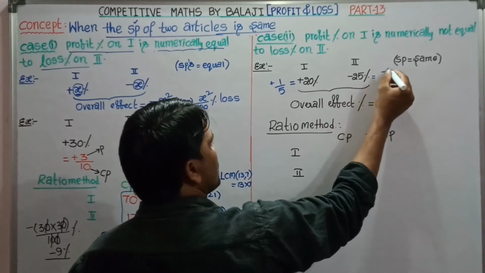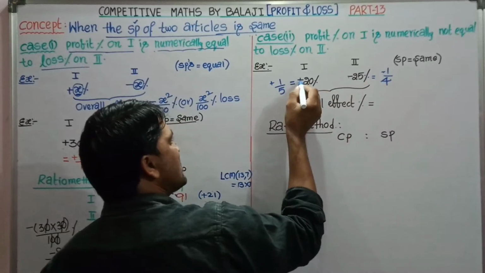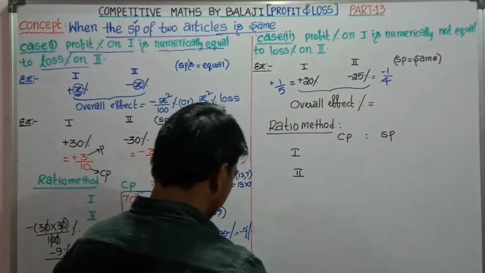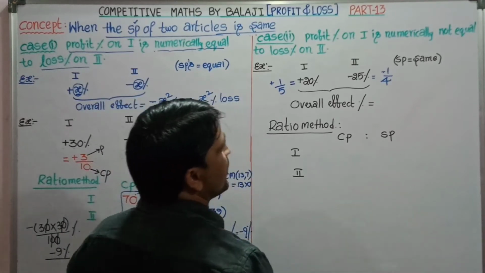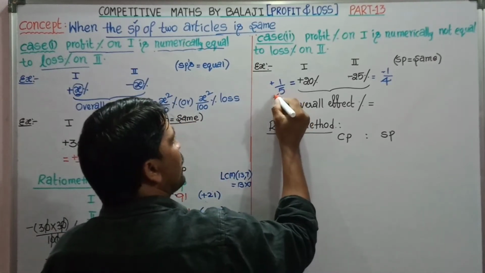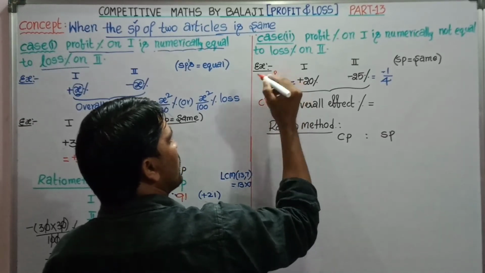25% fraction value is 1 by 4. Since it is loss, we denote negative. Since it is profit, we denote positive. And we know that loss or profit is always calculated on cost price. So, if the denominator is cost price, then 1 unit is profit.